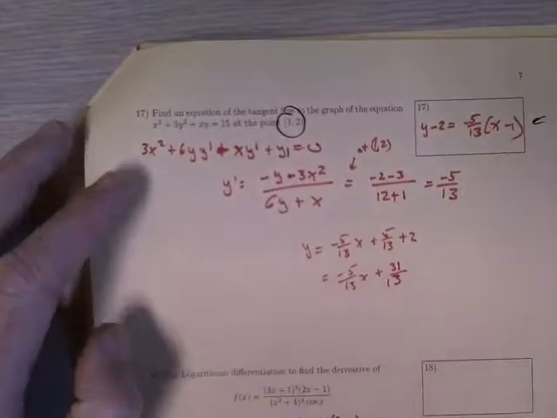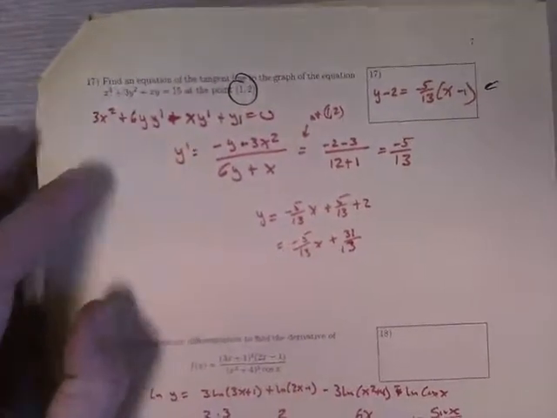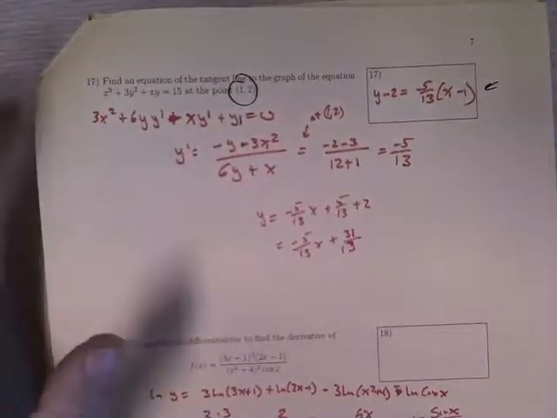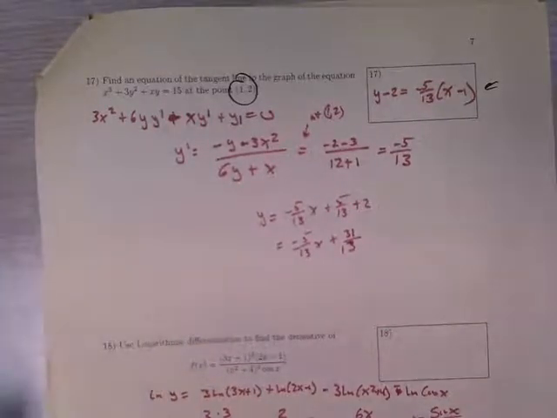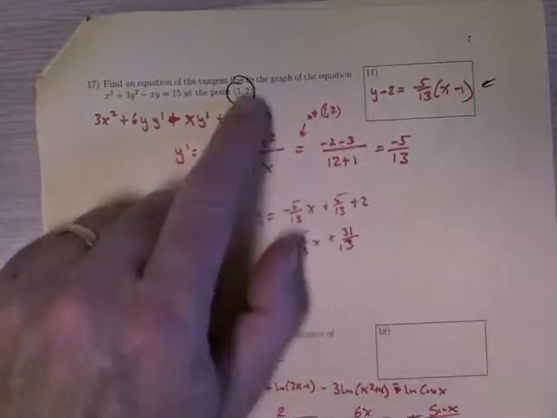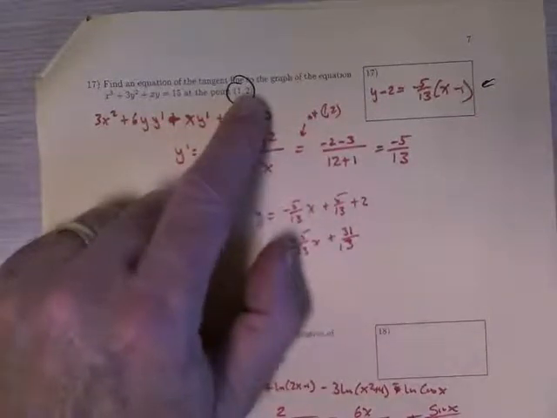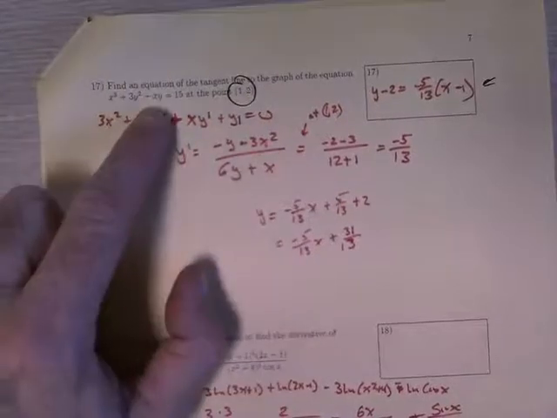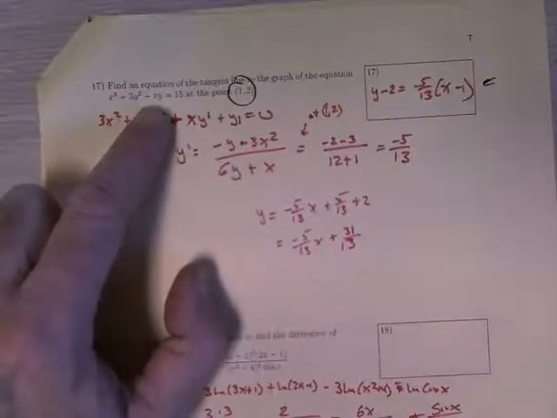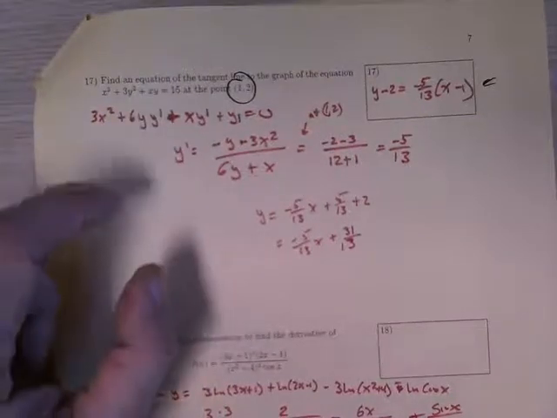Find an equation for the tangent line to this curve at this point. Okay, so first of all, I'm finding an equation of a tangent line. Finding the equation of a line, I need a slope. I need a point that it goes through. Well, I got a point that it goes through. So now I just need to find the slope. And the slope is going to come from, because I want a tangent line to the curve, I got to have the same slope as the curve. So I need to know what the derivative of the curve is at that point.